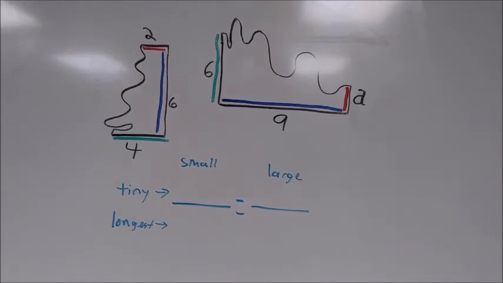I've decided to set up the proportions so that the tiniest lengths will go on top and the longest lengths will go on the bottom. We'll ignore the medium length sides for right now. On the right, we have the large figure, that will be our ratio, and then on the left, the small figure will be described by the ratio. That gives us this proportion, 2 over 6 equals a over 9.